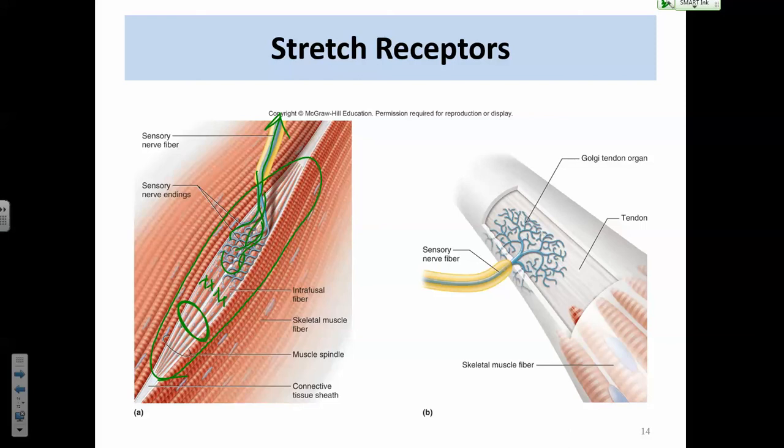That's the muscle spindle. It prevents too much what? Stretch. Spindle and stretch both start with an S. It doesn't cause the muscles to stretch. It prevents too much stretch.